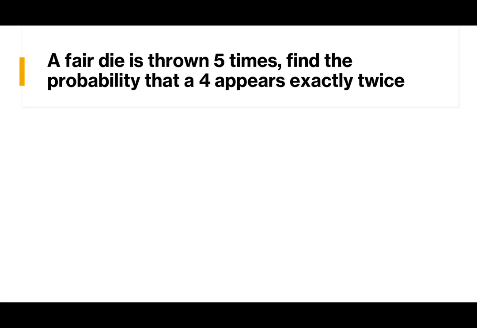A fair die is thrown 5 times. Find the probability that a 4 appears exactly twice. Now the probability that a 4 appears at all is 1/6. There is only one 4 on a die. But find the probability that that comes up exactly twice.